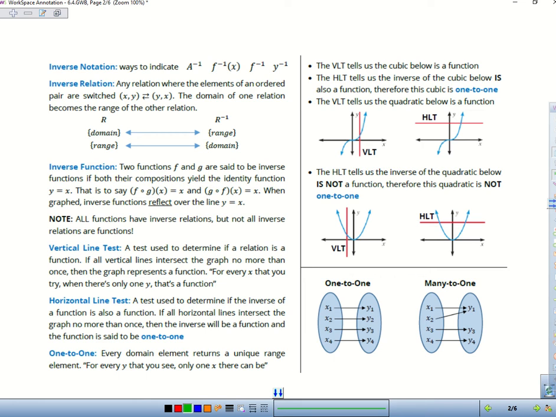Now if we flip the x's and y's, we also flip our domain and range, right? Because they are the collection of all the possible x's and y's. So the domain becomes its range, the range becomes its domain.